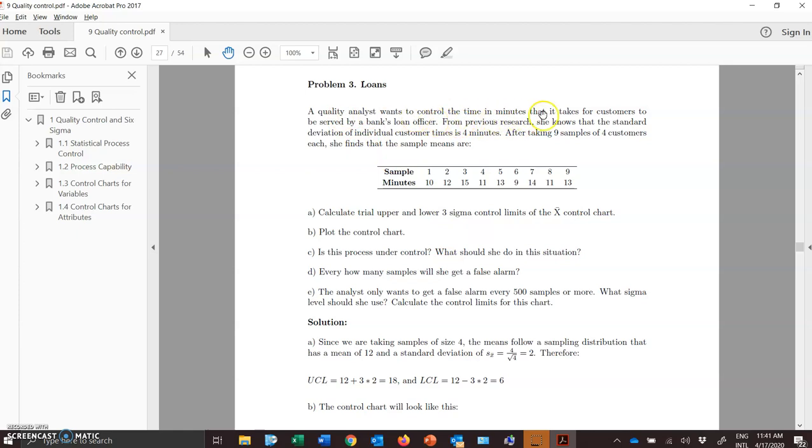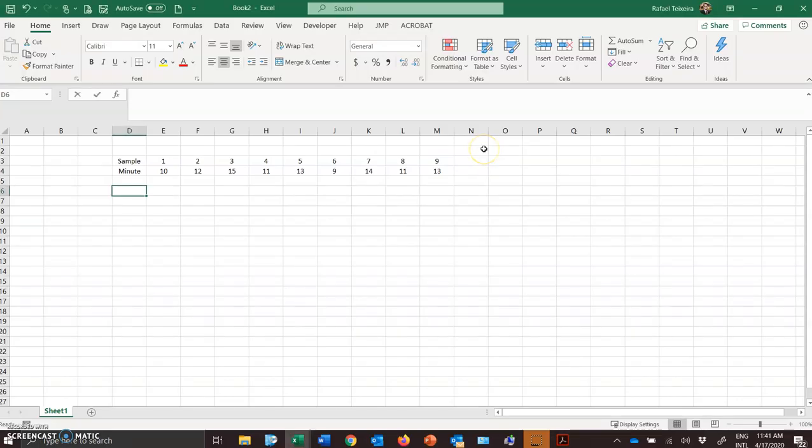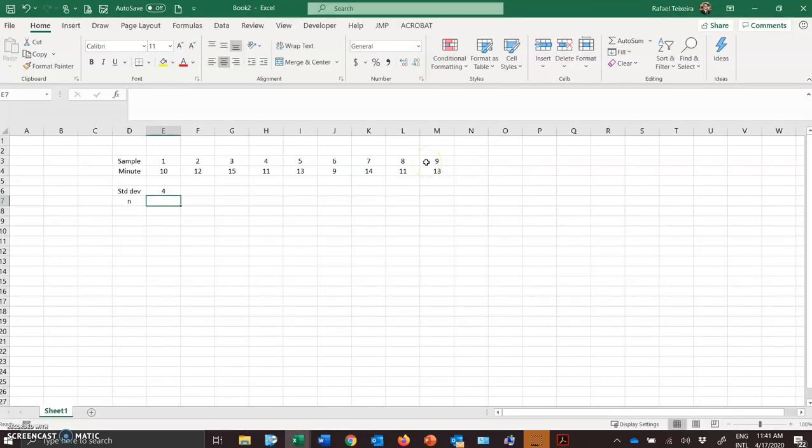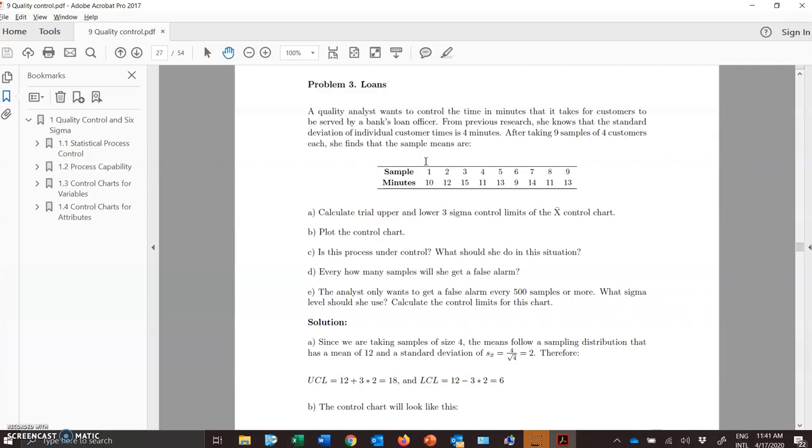and now I know from the problem, because the problem says a quality analyst wants to control the time in minutes that it takes for customers to be served by a bank's loan officer. Previous research showed that the standard deviation of individual customers' times is 4 minutes. So we know that the standard deviation is 4 minutes. After taking 9 samples of 4 customers each, we know that the size of the samples is 4.